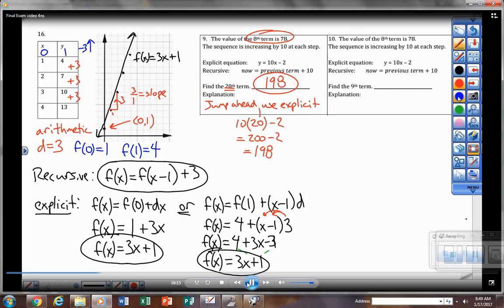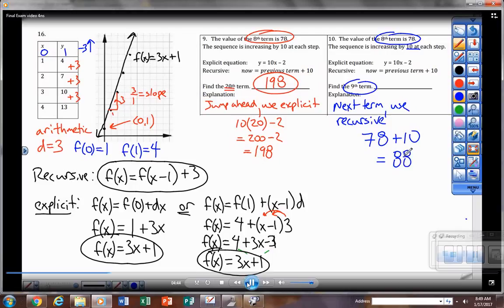For the next problem here, I am giving you the 8th term and having you go ahead to the very next term. So whenever you're trying to find the very next term in a sequence, use recursive. Know the previous term, know the math that you're doing, and do that to get the next term. So I know the 8th term is 78. I know I'm adding 10 each time. So if I take that 78 and add 10, that gives me 88, which again is much easier than plugging in 9 for x and multiplying 9 times 10 and getting 90 minus 2, which is the same answer, but more work.